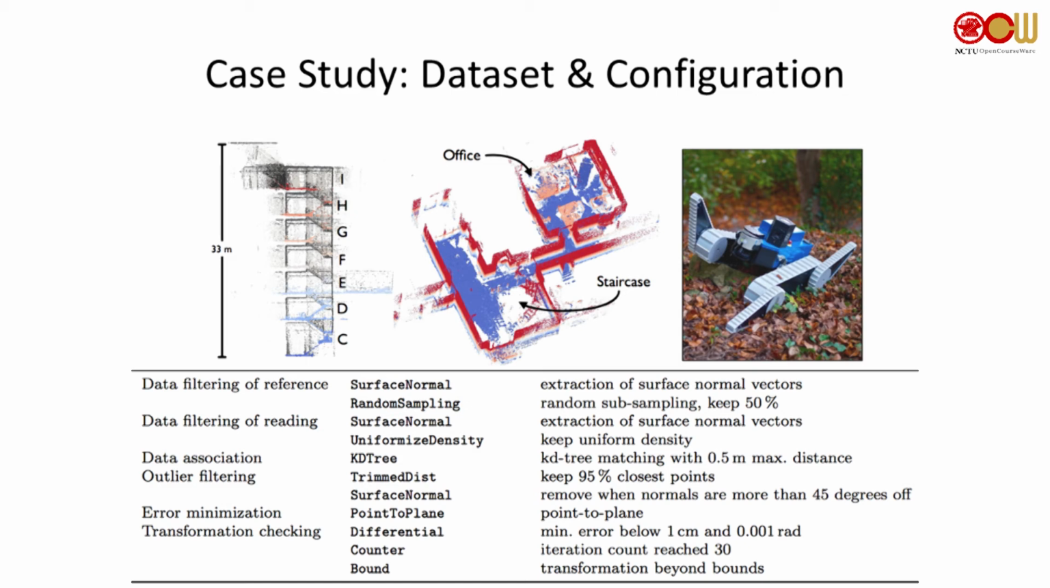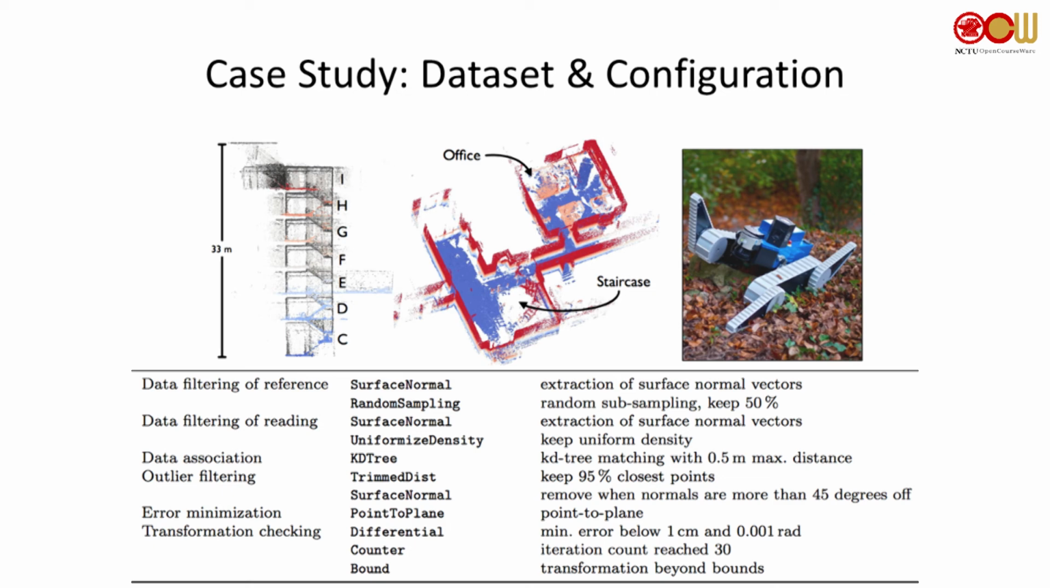And you could see the following here, they are the ICP pipelines, and there are some considerations over here. Okay, so for data filtering, I hope you guys can still see the description here. For the filtering, this one uses surface normals and also uses some random subsampling and keeps 50%. For data association, it uses the KD tree with a 0.5 meter max distance. So if the distance is longer than 0.5, we will just discard that point.